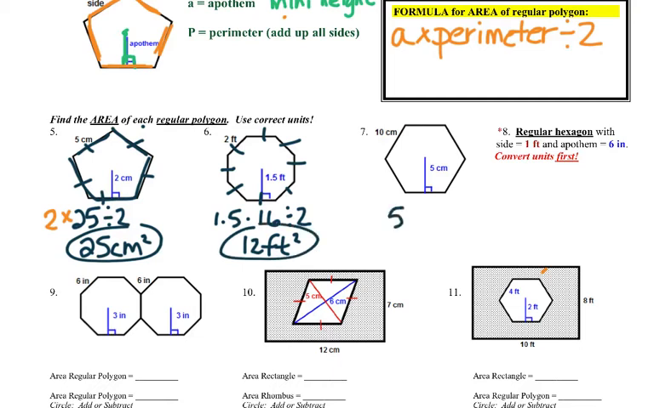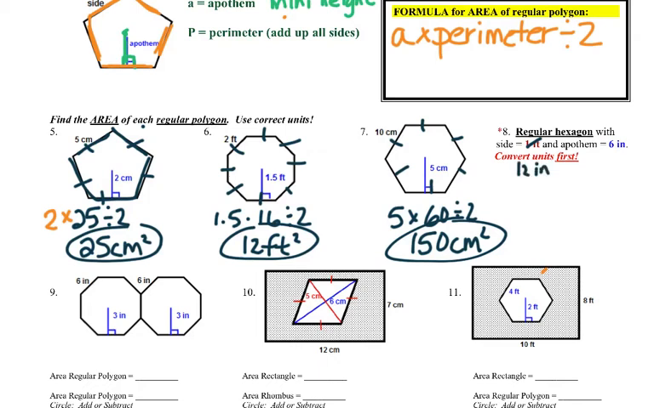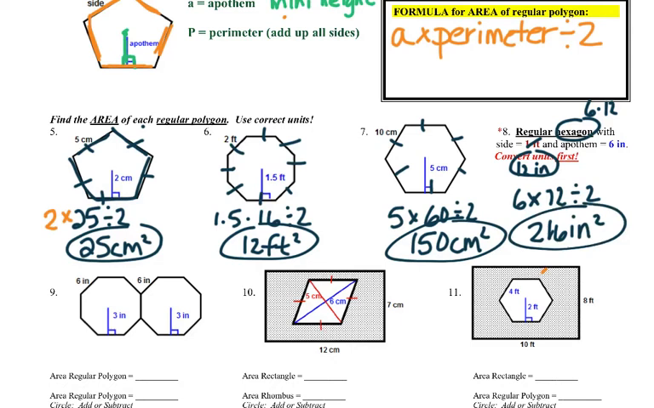Not terrible, right? 5 is the mini height. What's the perimeter? 10, 20, 30, 40, 50, 60. 5 times 60 divided by 2, or 150 centimeters squared. Again, sometimes we have to convert the units. One side is 1 foot, which is the same as 12 inches. So mini height is 6. If it's a hexagon and each side is 12, how many sides in a hexagon? 6, right? So 6 times 12, so the perimeter would be 72, and then divided by 2. And that turns out to be 216 inches squared.